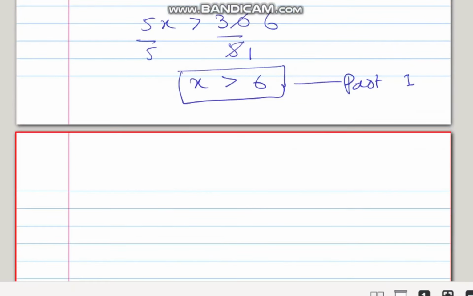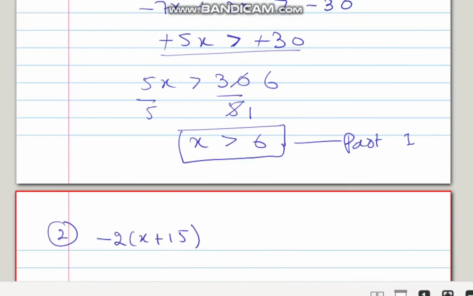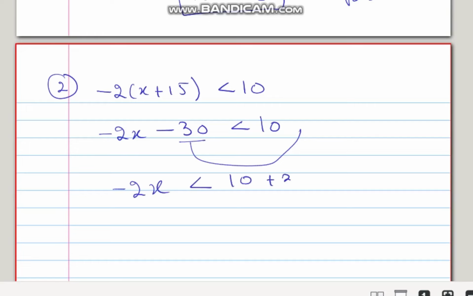This is the second part, and the second part is minus 2x plus 15 is greater than... Let me check the second part also. It is less than 10. This is the second part, and now it is very easy. You can solve the inequality, and we talked about it in great detail. How can we solve this? Minus 2x minus 30 less than 10. Please bring this minus 30 to this side. It will become plus 30. Minus 2x less than 10 plus 30. So minus 2x less than 40.